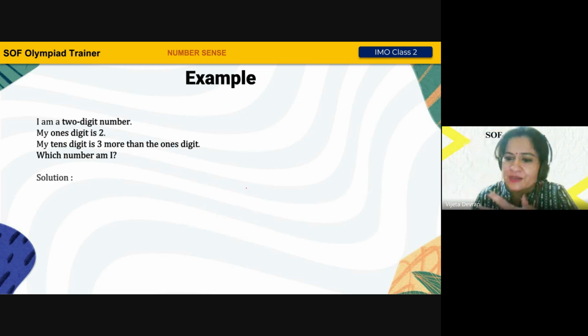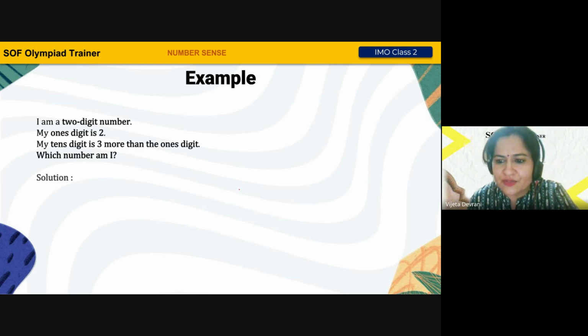Another example, but it's looking a bit different. I want you people to try it. I'll help you, definitely, I'm here to help you, but I want you to give it a try first. I'll read it. I am a 2-digit number. So how many digits are there? 2. My ones digit is 2, and my tens digit is 3 more than the ones digit. What number am I?